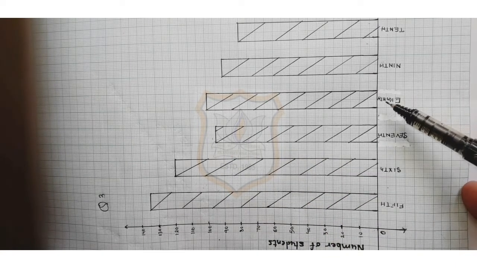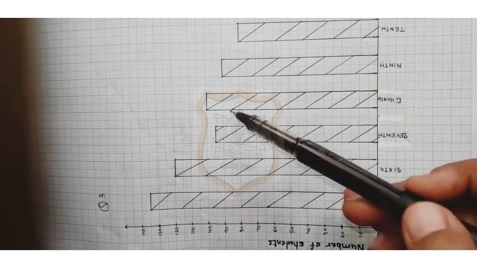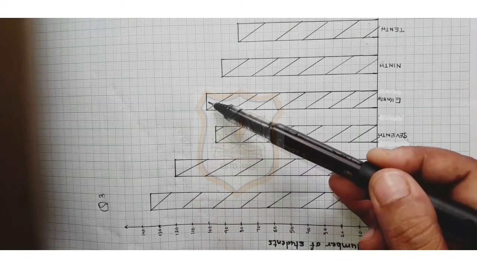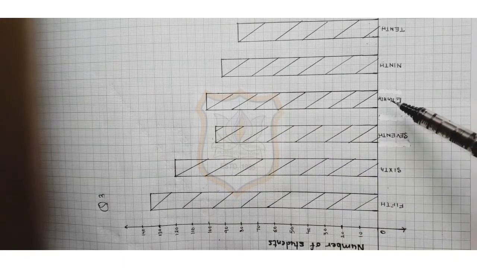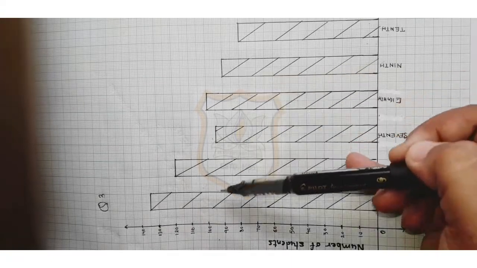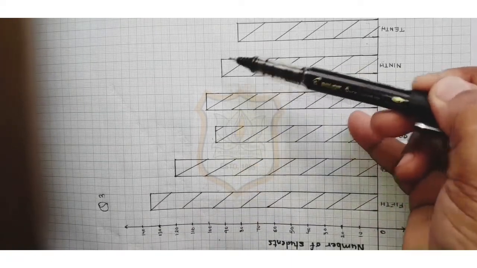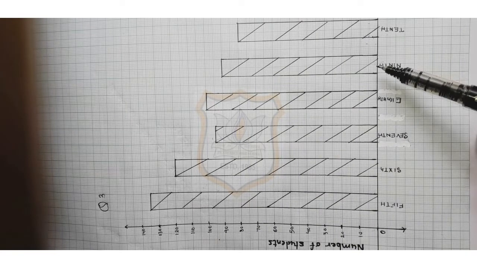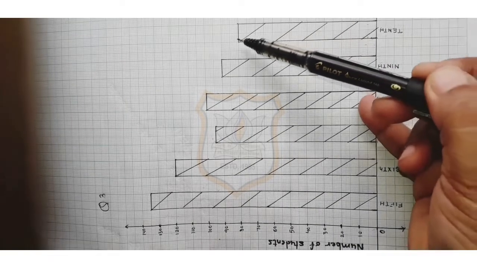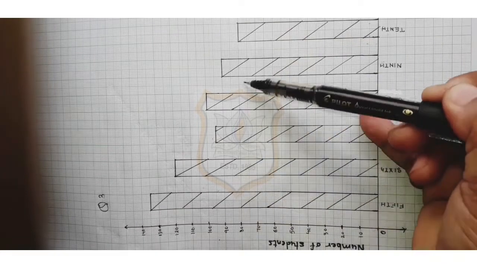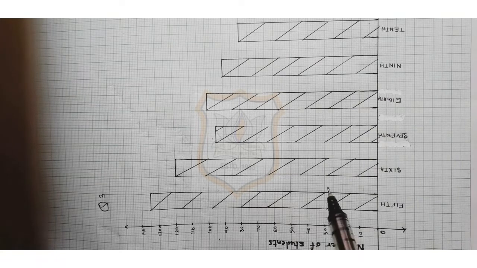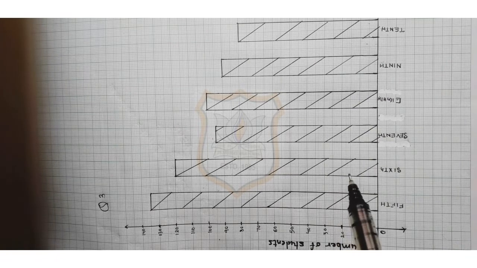In 8th standard, how many students were there? Now you can see that 100 students were there in 8th standard. In 9th standard, how many students were there? See, 90 students were there in 9th standard. And in 10th standard, how many students were there? In 10th standard, 80 students were there. So in this way, you can draw a graph on a graph paper.